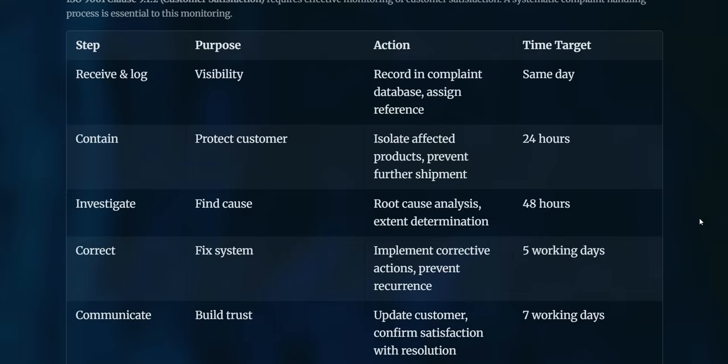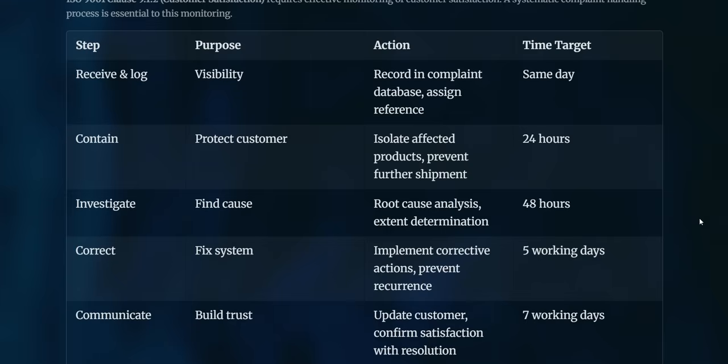The second step is to contain the complaint. The purpose of containment is that it protects the customers, and the actions required for containment include isolating affected products and preventing further shipments. The time target for containment is 24 hours from the receiving of the complaint.